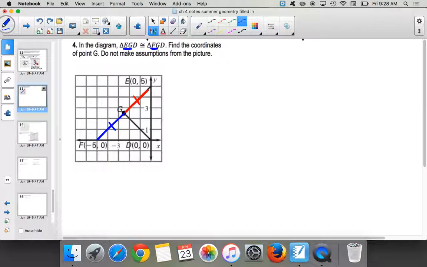So if those are the same length, that point G that's in the middle is called what? The midpoint, right? That's how I helped you along there. I said middle. Midpoint. It's the midpoint. So how do I find the midpoint? I just find the midpoint by doing x1 plus x2 divided by 2, y1 plus y2 divided by 2.